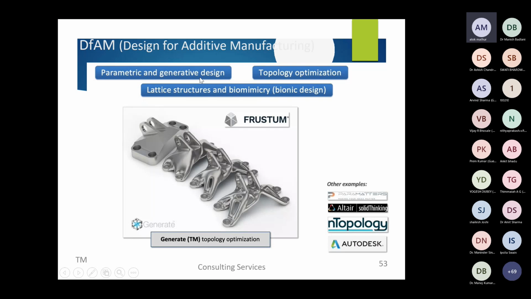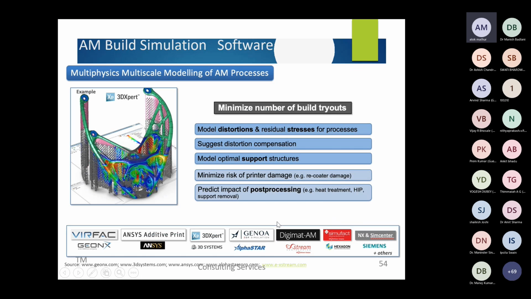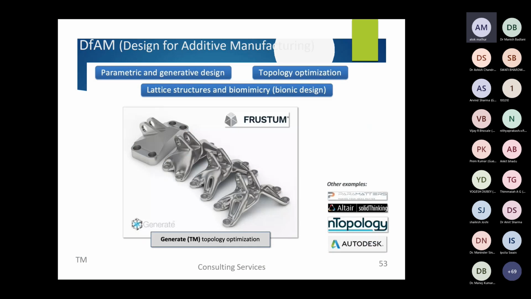So parametric and generative design are possible. Topology optimization can be done. Lattice structures and biomimicry, bionic design. So topology can be optimized, and this is one of the methods which we call topology and design for additive manufacturing.